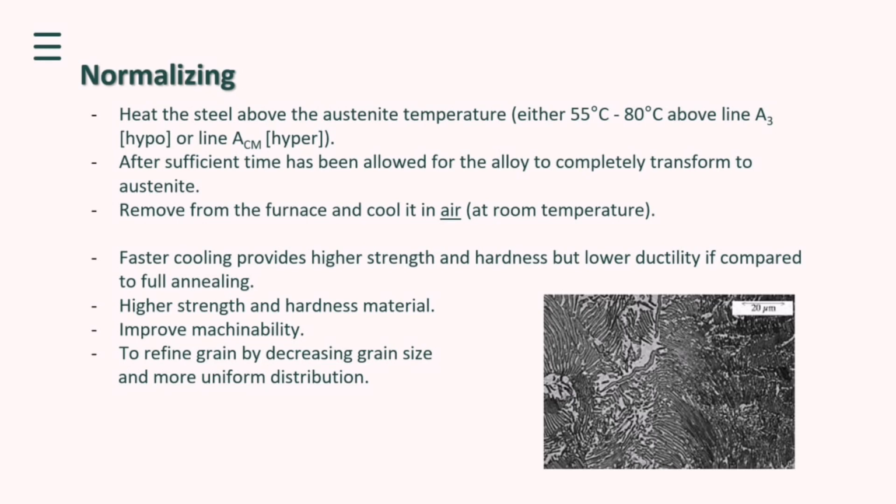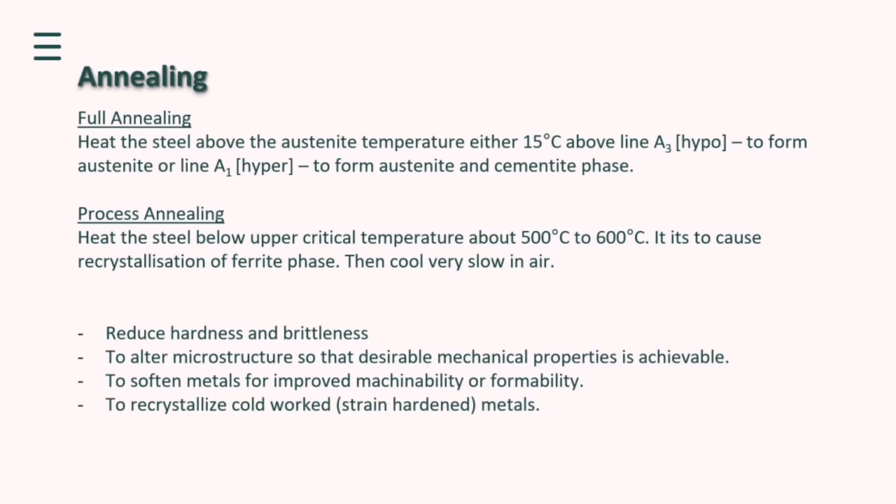The purpose is that it has faster cooling, which provides higher strength and hardness but lower ductility compared to full annealing. With higher strength and hardness, it improves machinability and refines grain by decreasing grain size and giving a more uniform distribution. The last one is annealing.